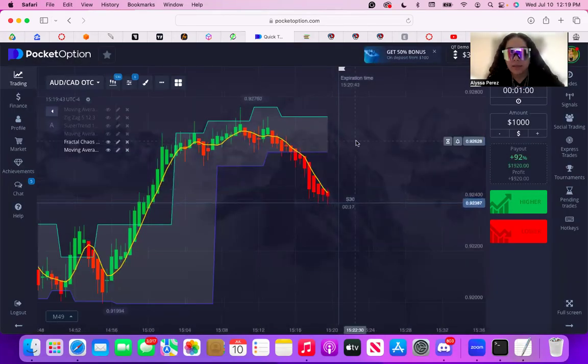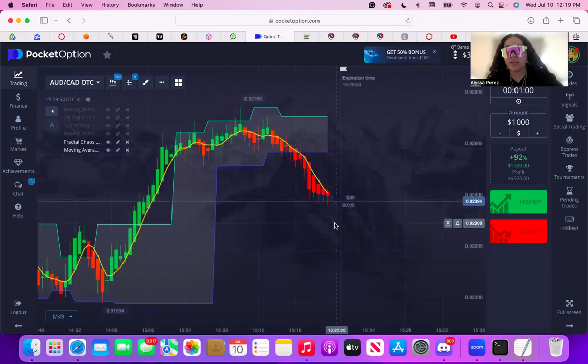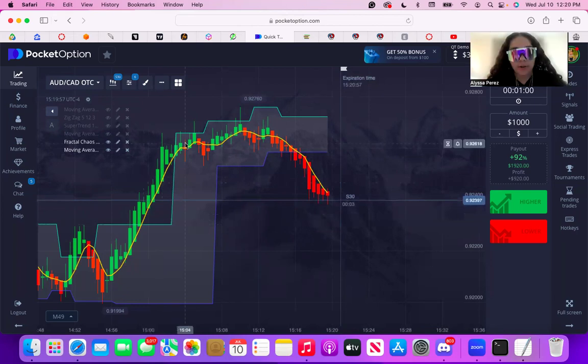So basically, as you saw me take that last trade, as I was explaining within this strategy, what you want to look for is this exact gap, which is why I took that lower trade, as well as this gap here on the upward trade.